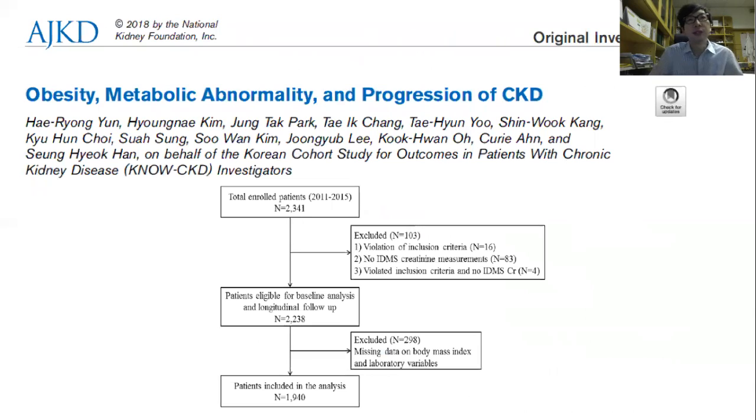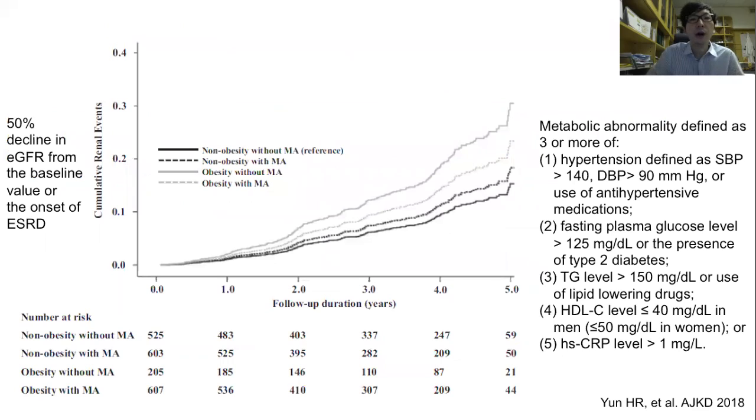And this is a more recent study published from a Korean group in AJKD, showing the relationship between obesity, metabolic abnormality, and progression of CKD. In their study, they recruited over 1,900 patients, as shown in this flowchart here. These patients were then followed for about 5 years, and observed for the development of renal events, defined as a 50% reduction in eGFR from baseline or the onset of ESRD.